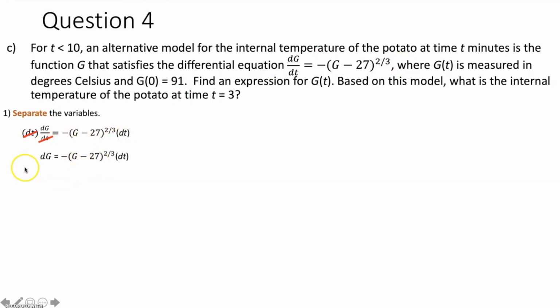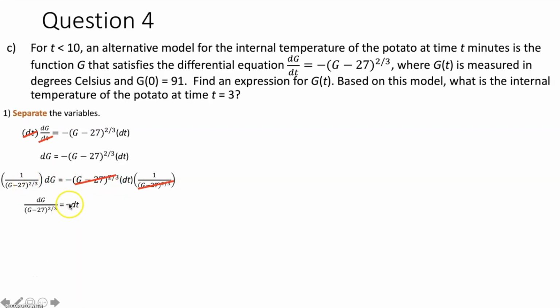So how do we get the g's to this side? We're going to get this quantity, g minus 27 to the 2/3, to the other side of the equation. To do that, you can either divide both sides by g minus 27 to the 2/3, or you can multiply both sides by 1 over g minus 27 to the 2/3. Either way, these cancel each other out, and we now have all the g's on the left side of the equation, all the t's on the right side.